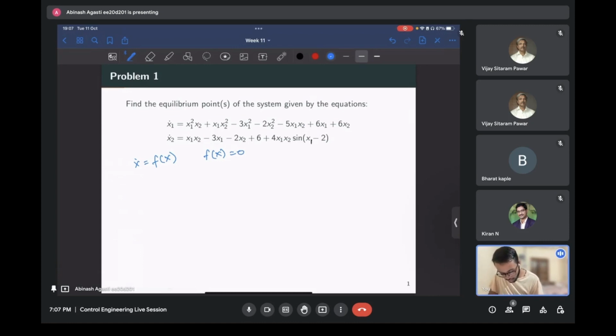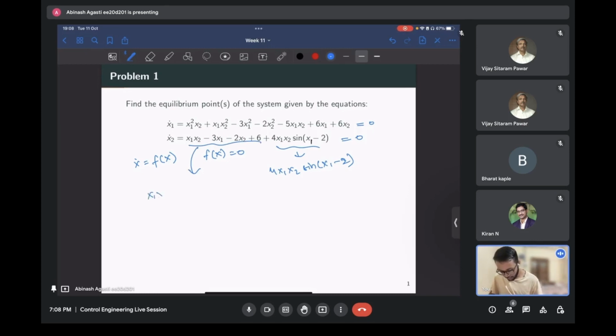Basically we need to equate these two things to 0, and let us take the second equation first and this component first: 4x1 x2 sine x1 minus x1 minus 2. What I'm trying to do is decompose this entire x2 dot expression into two parts. One which is looking a little awful, this sine term, and the other one which is simply polynomial in the states, this term. So let's just try to get this polynomial factored in.